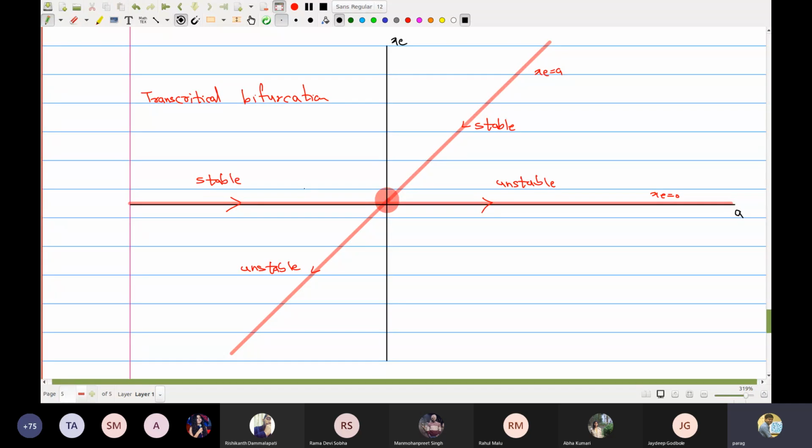Then you will write the condition for and the solution of f of a, x equal to 0, which are equilibrium solutions, and you have to just plot these equilibrium solutions as functions of the bifurcation parameter. Then you will need to identify whether the arms in the bifurcation diagram are stable or unstable.